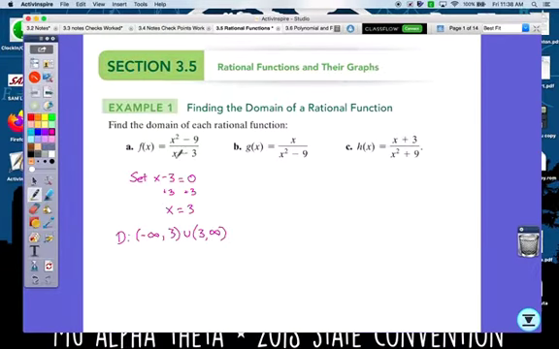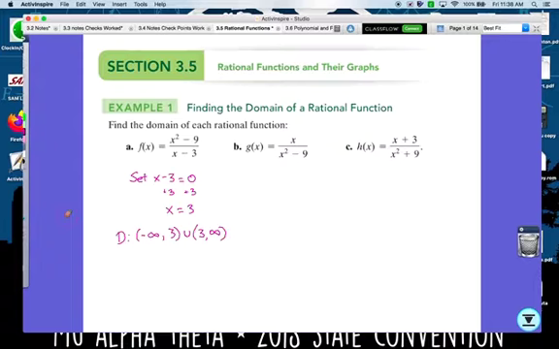But if you plug 3 in, you get 3 minus 3 on the bottom, which is 0, and you can't divide by 0. Even though the top would also give you 0 if you plug 3 in, there's a problem there. There's not anything existing at that point.